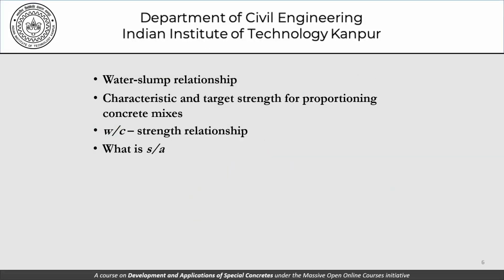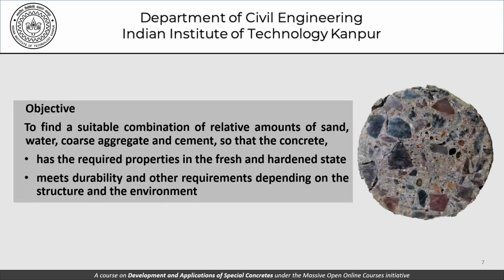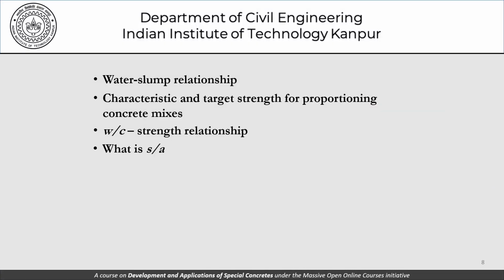Moving forward, these were some of the principles that we covered last time that are going to govern our proportioning of mixes. The whole idea of proportioning is to find a suitable combination of the relative amounts of sand, water, coarse aggregate and cement so that the concrete has the required properties in the fresh and hardened state and also meets the requirements in terms of durability and any other requirements that may be imposed on account of the environment or the client or the special structure that we are building. Here are the characteristics once again. Let's move forward and see how they are going to be actually implemented.